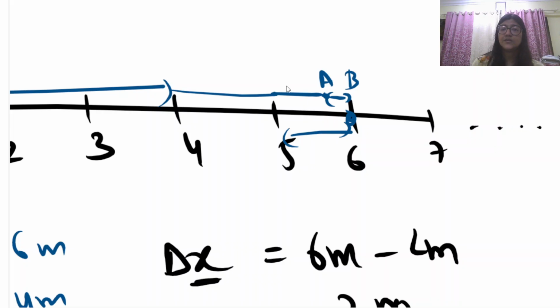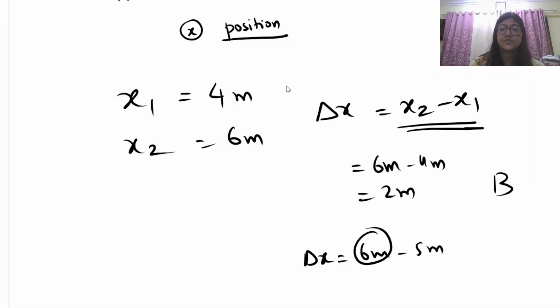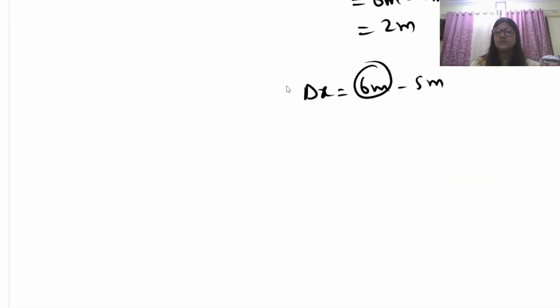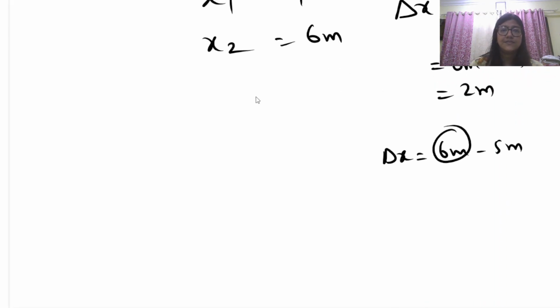Why are we bringing it closer? Because we want to find the velocity. We want to find the velocity at that position. So right now what we're trying to do is we know the formula. We know the formula that average velocity is delta x by delta t. We already know that. That's fine.